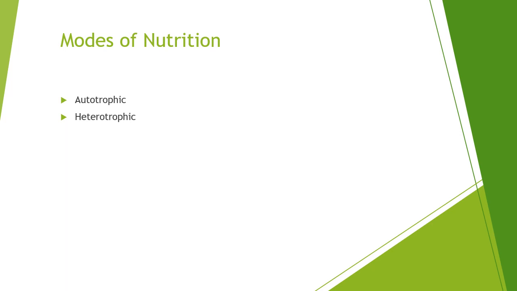But some plants do not have that green pigment called chlorophyll, so they have to get food from some other organism, either from a plant or from any other organism like an animal also. So this kind of mode is known as the heterotrophic mode of nutrition.